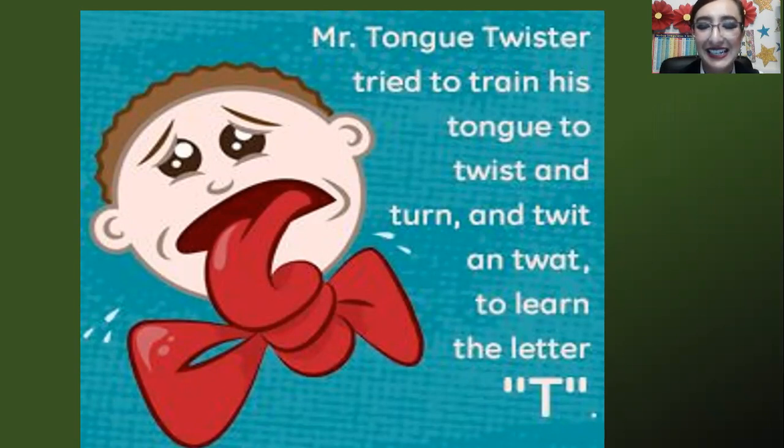Gosh, I know, but you can do it. You can do it. Mr. Tongue Twister tried to train his tongue to twist and turn and twist and twist to learn the letter T. And you can learn it by heart, okay? Try with this.